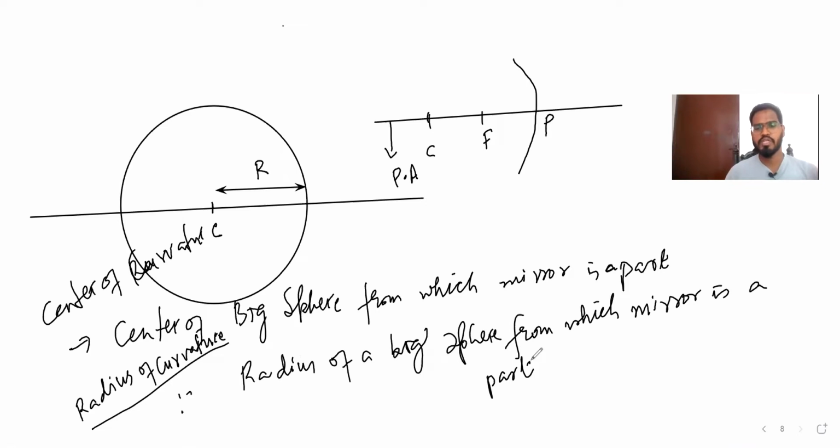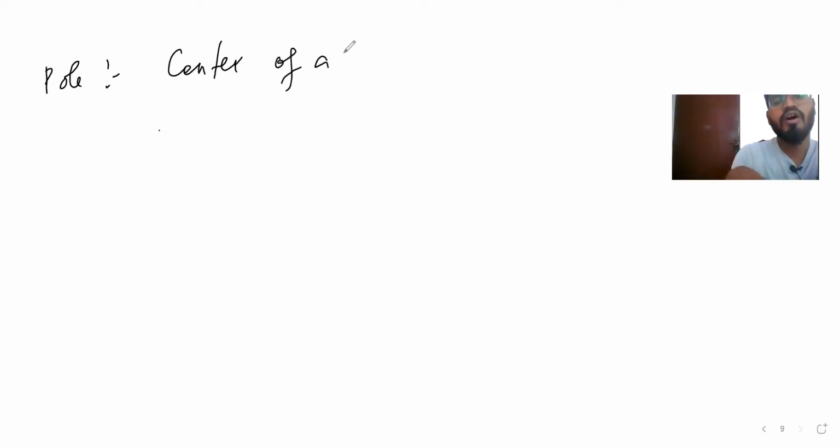Now the next point we are going to discuss is what is pole. Pole is the center of a mirror, the small part of the mirror. That mirror's center is known as what? The pole, right?